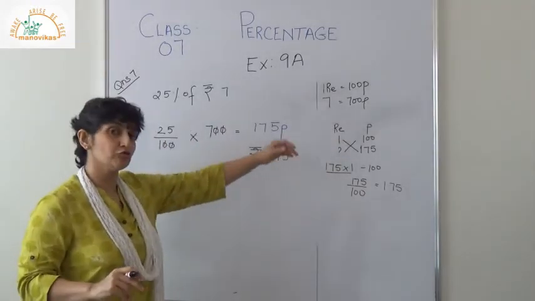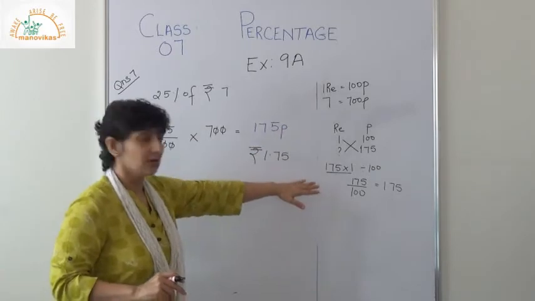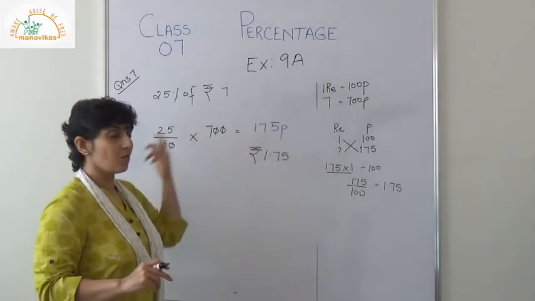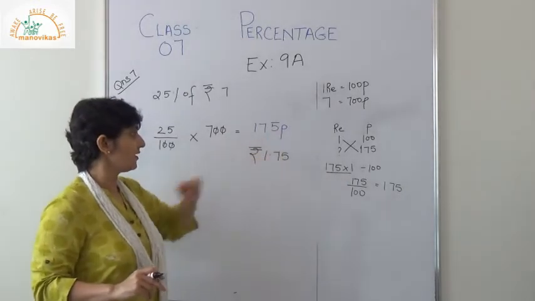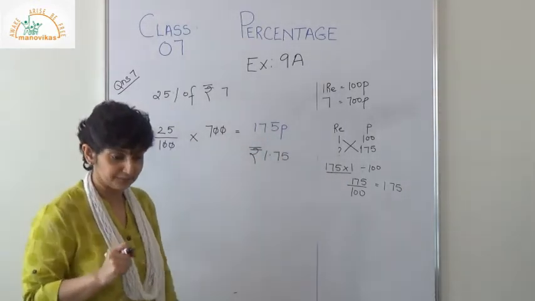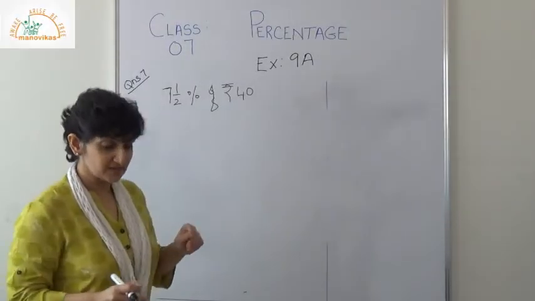Children, you needn't do this. It's just that I wanted you to understand how you convert from paisa to rupee. If you know, you can directly do it. 1 rupee is 100. So 1.75. 1 rupee, 75 paisa is your answer. Now, next, let's move on to the second sum.